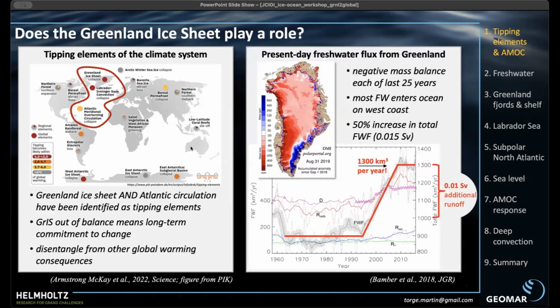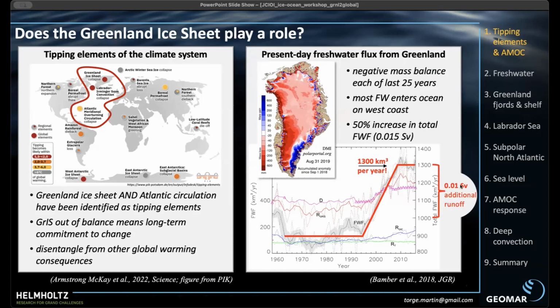Now, over the past 20, 25 years, we all know that Greenland has lost a lot of mass. It has been in a negative mass balance state basically every year over the past years, adding fresh water to the ocean. And this is Jonathan Bamber's famous record published in 2018: the total freshwater flux from Greenland has increased in the late 90s, early 2000s by around 40 to 50%. And maybe you can keep this number in mind.